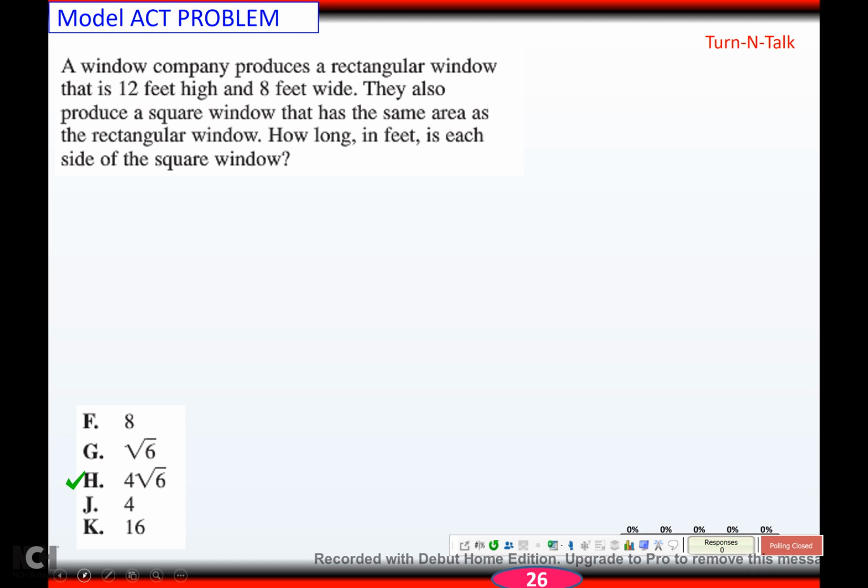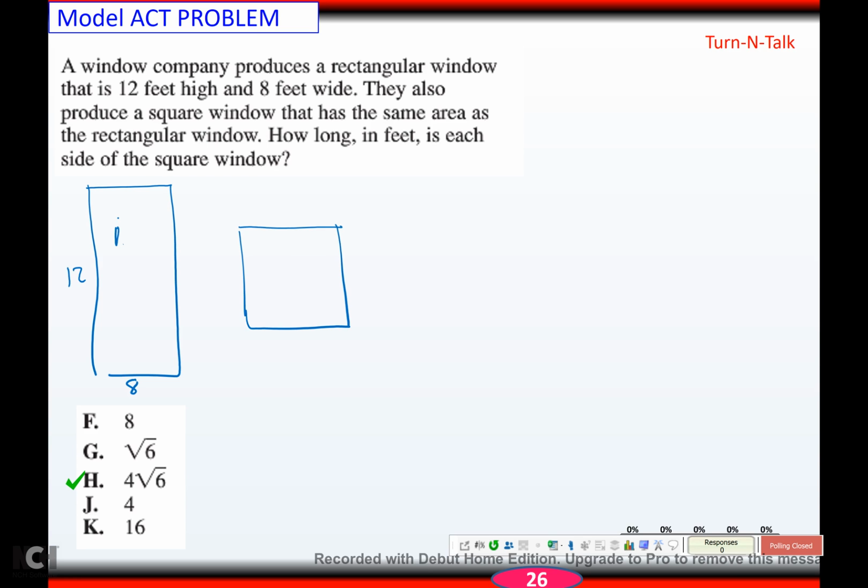So it says a window company produces a rectangular window that is 12 feet high and 8 feet wide. They also produce a square window that has the same area as the rectangular window. So how long in feet is each side of the square window? Well, this area equals this area. Well, this area is going to be 12 times 8, which is 96. So the area here is also 96.